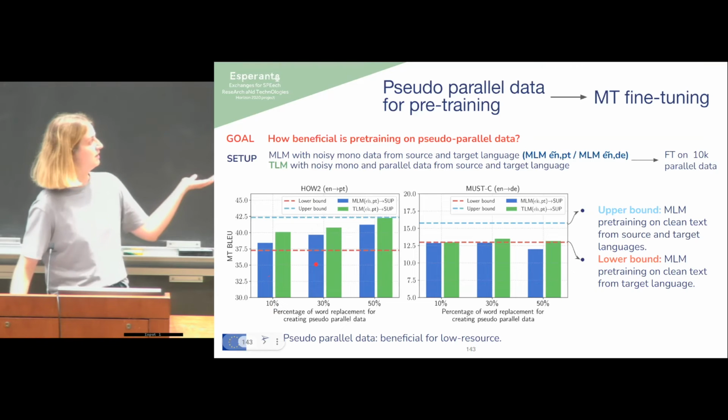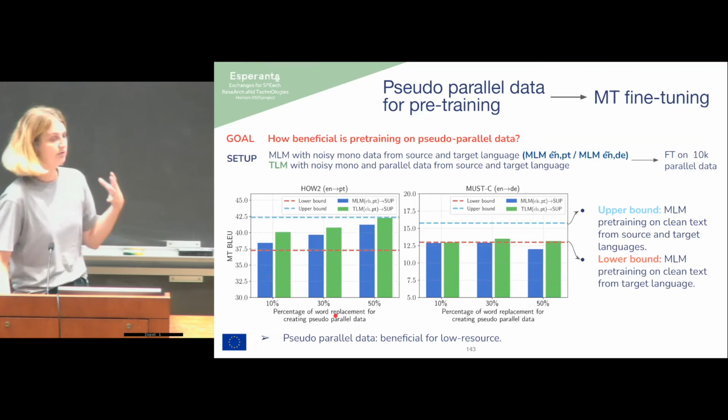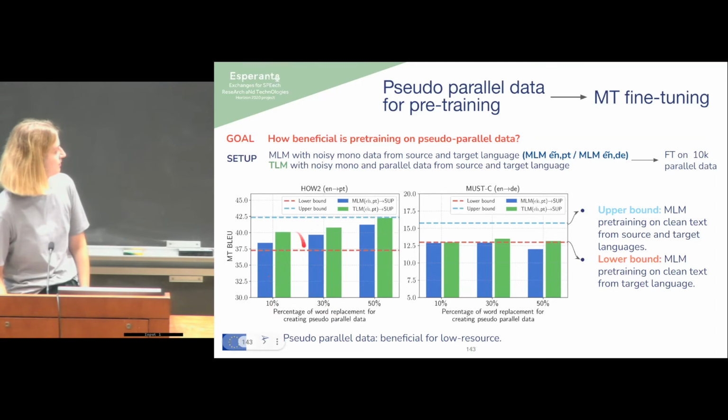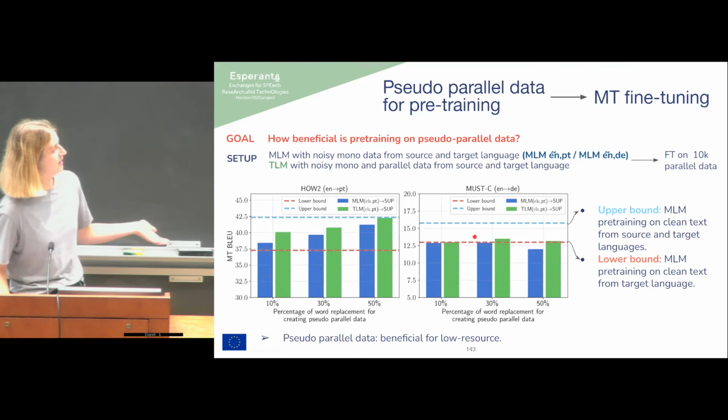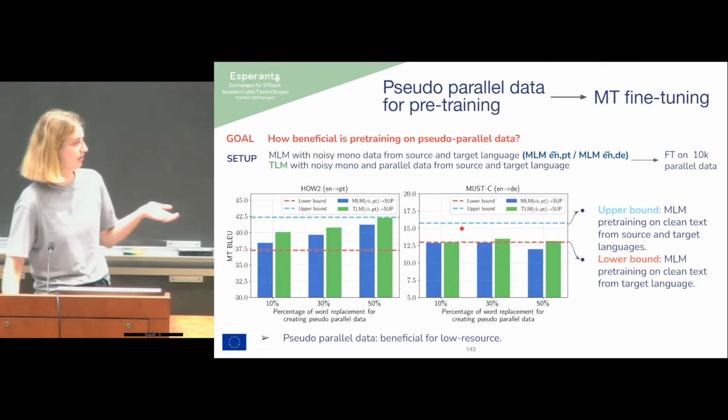And as you can see, by using this pseudo-parallel data on the English to Portuguese parallel data, it benefits low-resource machine translation as we get better results than the lower bound. It's not really the case on the English to German parallel data, so we need more investigation.